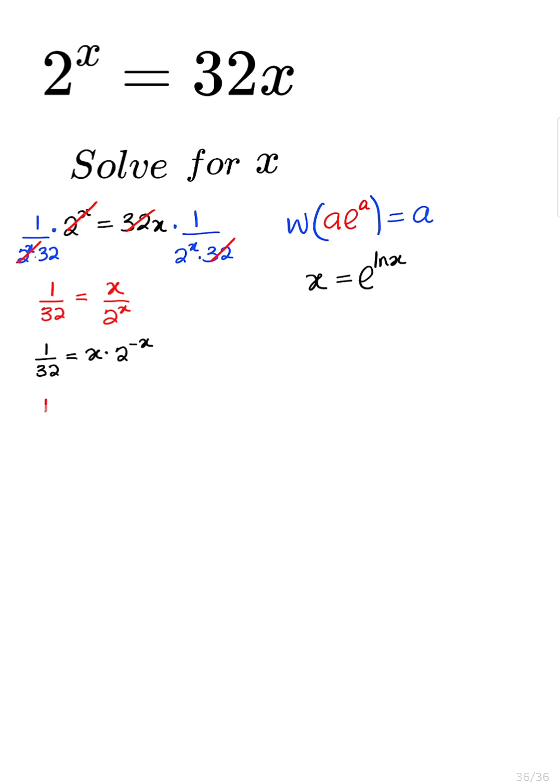So here I have 1 over 32 equals x. This will now become e raised to ln 2 raised to negative x. At this point we will just need to apply the power rule here, which then gives us 1 over 32 equals x times e raised to negative x ln 2.